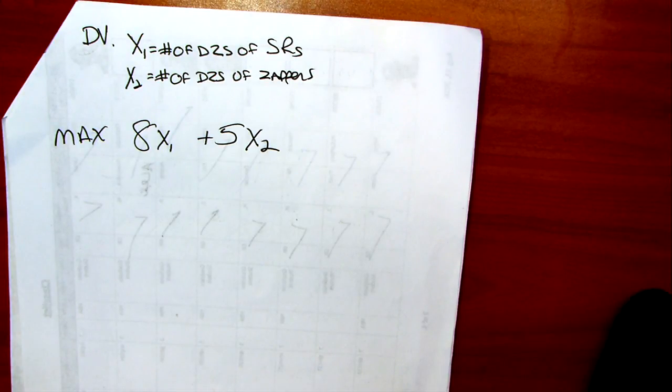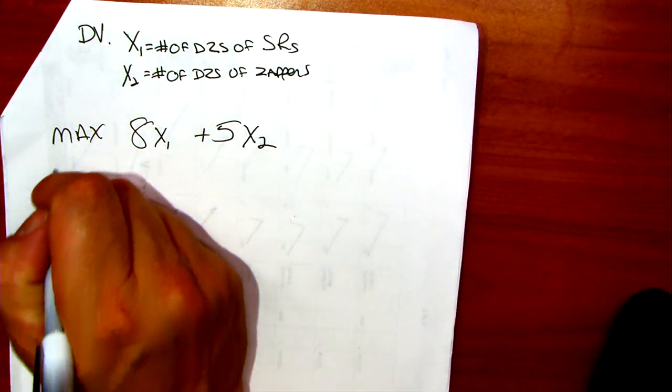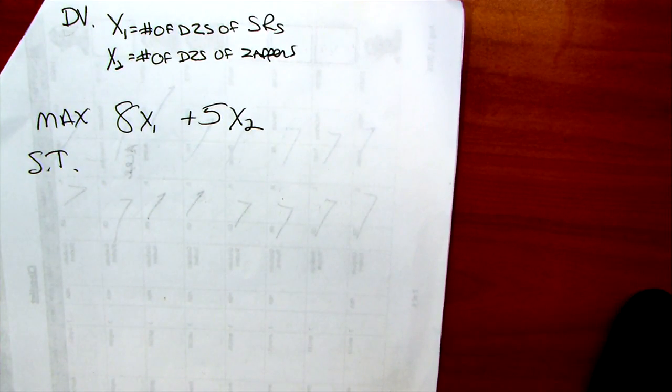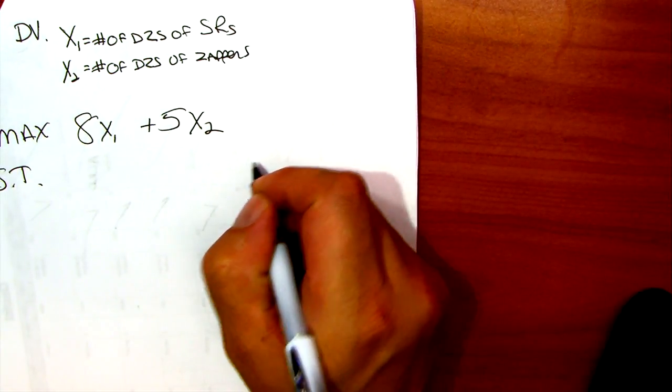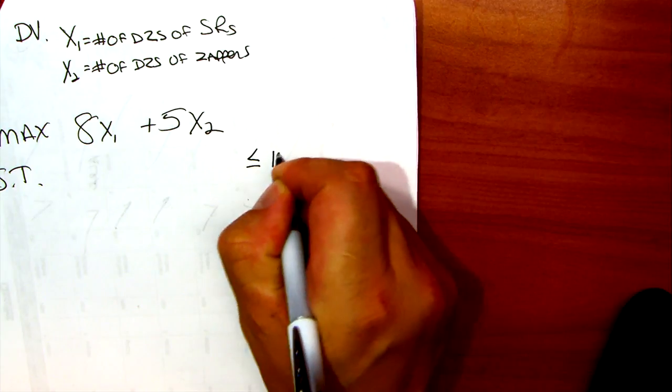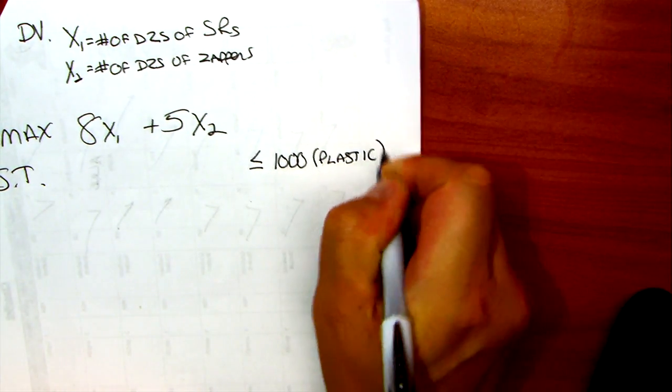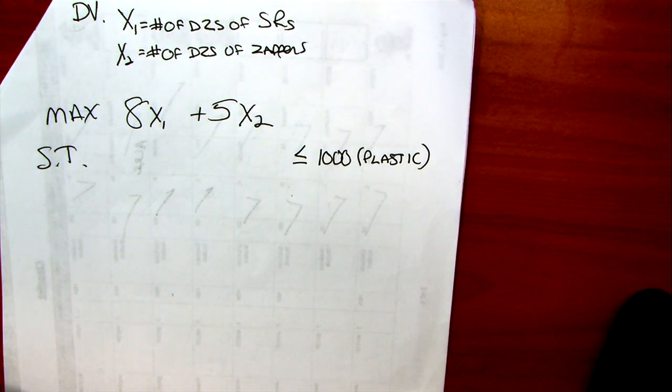The constraints, a little more difficult. As we went through there, subject to, what did you hear constraint-wise, things that were holding us back? Physical constraints. Let's start with physical constraints. Plastic available? Yeah, it looks like it told us we have 1,000 pounds of plastic. So that's going to go on the right-hand side of our equation. That's called a right-hand side constraint.